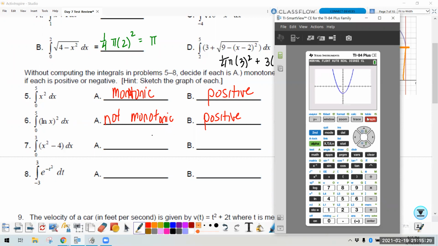All right, so now this integral is 0 to 3. So we are monotonic, but a bigger portion is now under the x-axis. This is 0 to 2, and then there's just a sliver here. So this one will be a negative integral because more of the area is below the x-axis.